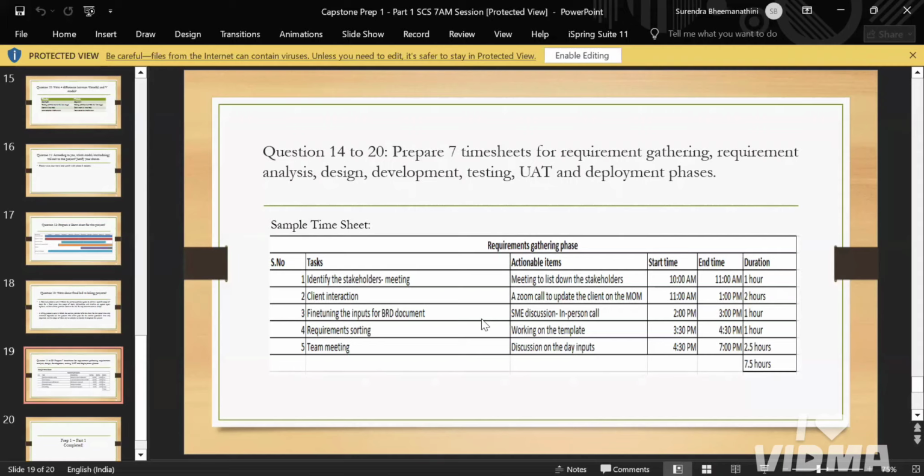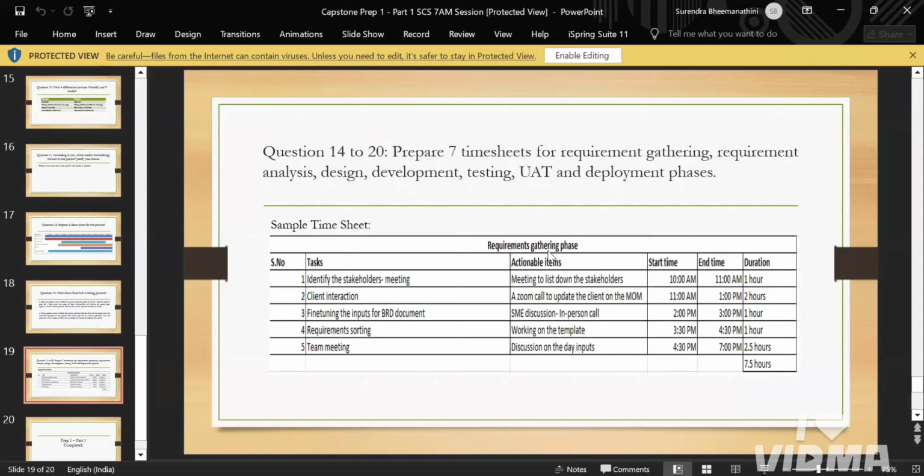So, for example, here you can see identifying the stakeholders and meeting. It is based on the business analyst, so you can also prepare based on the business analyst itself. For each phase, you need to prepare. For the requirement gathering phase, they have given you one example, and you need to prepare for requirement analysis and design, development, testing, and UAT deployment. So, you need to prepare all these phases.